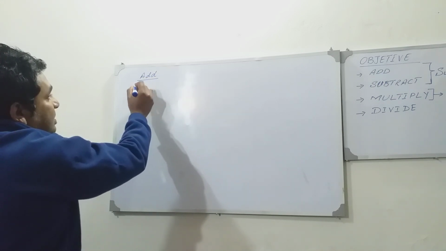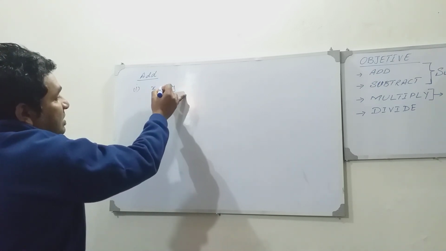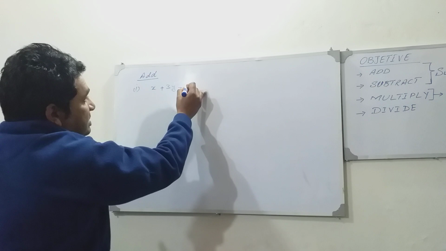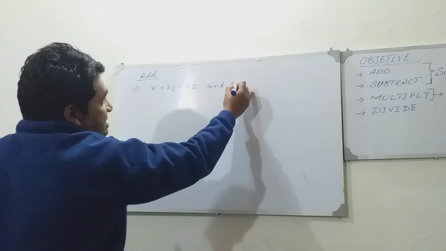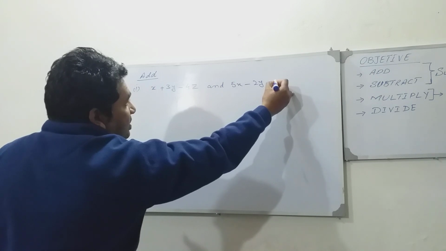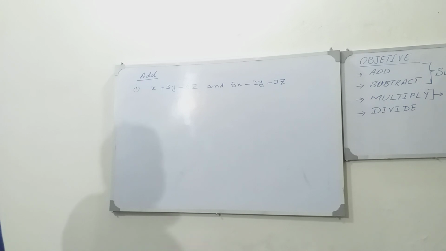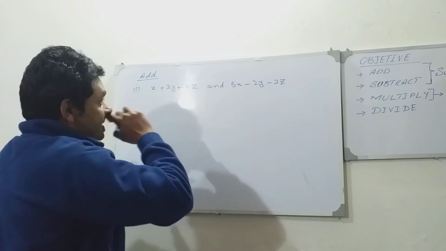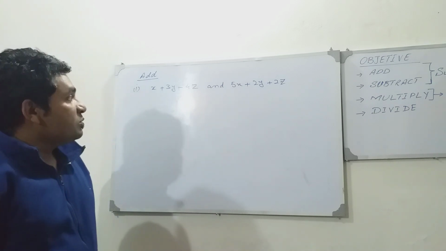For example, add x minus 3y or plus 3y minus 4z, and 5x minus 2y and minus 2z. Okay, let's do it with all positive signs first. Make all signs positive. So we are going to add.